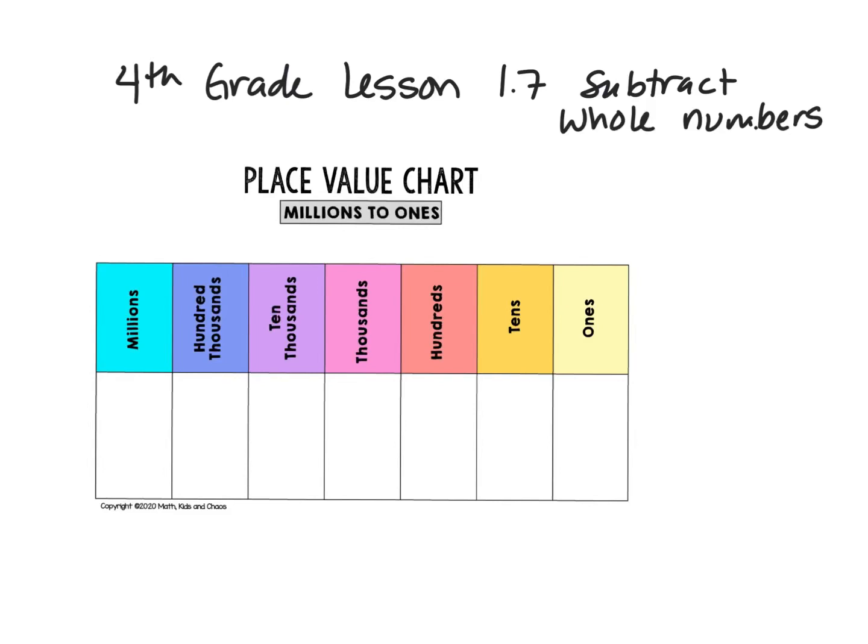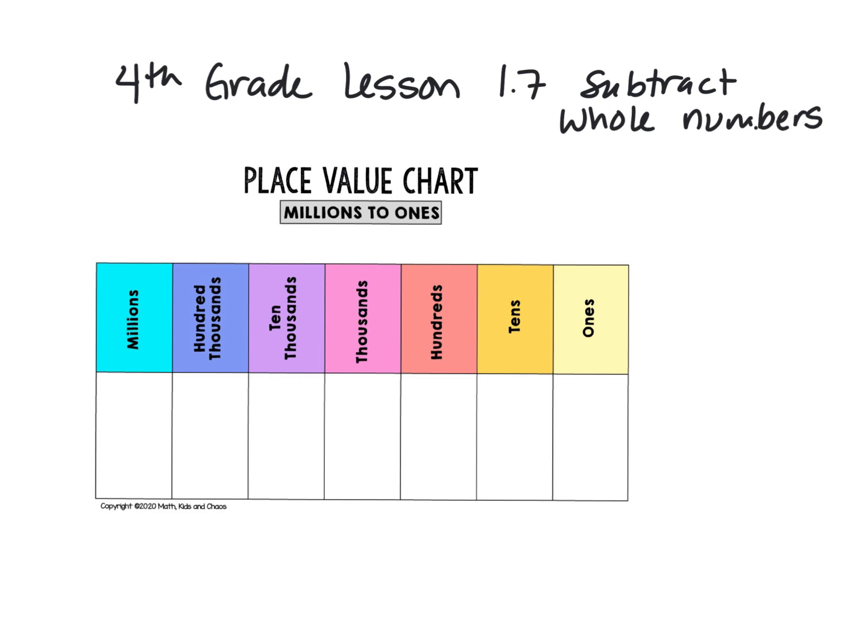Fourth grade lesson 1.7 is subtracting whole numbers this time. And we do sometimes have to regroup on this just like we did when we added whole numbers. Sometimes it's necessary. Also remember, subtraction is not commutative, meaning it can't go in either order. It can only go one way, it's very picky.